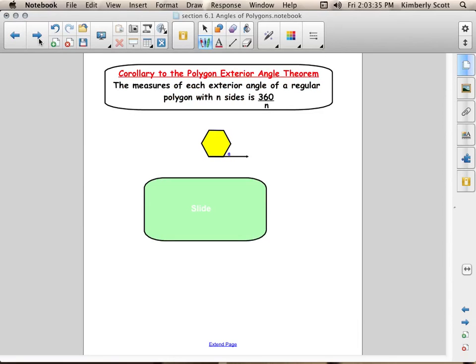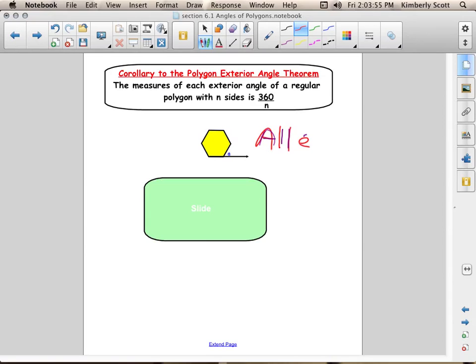Corollary to that, though, is the polygon exterior angle theorem: the measure of each exterior angle of a regular polygon with n sides is 360 divided by n. So, you know how you have all of the angles, I do not want the magic pen for this.